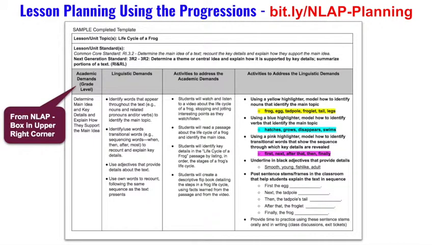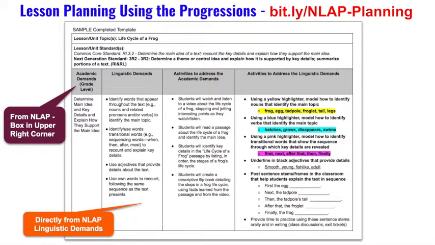Under Academic Demands, we have placed the academic demand as it is written in the upper right-hand box of the New Language Arts Progressions document. Determine main idea and key details and explain how they support the main idea. Under Linguistic Demands, we have written those also as they are written in the New Language Arts Progressions document. Under Activities to address the academic demands, here are the lesson or unit activities you have planned for all students to achieve the standard.